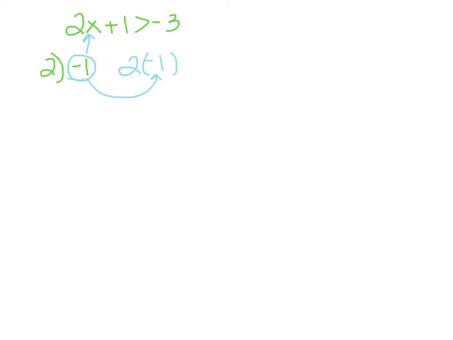Alright, same problem. We're still looking at 2x plus 1 is greater than negative 3. And this time we're going to substitute in negative 1. So again, I'm going to take this negative 1 and I'm going to substitute it in for x. So I'm going to have 2 parentheses. Where the parentheses are is where the negative 1 is going to go. And then finish the problem, plus 1 greater than negative 3. Combine like terms. Simplify this first. We get negative 2 plus 1 greater than negative 3. Negative 1 greater than negative 3.